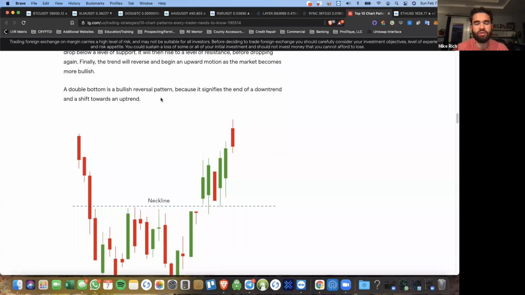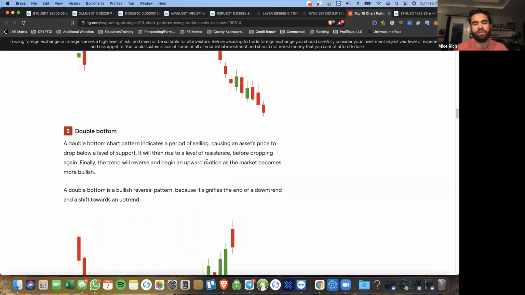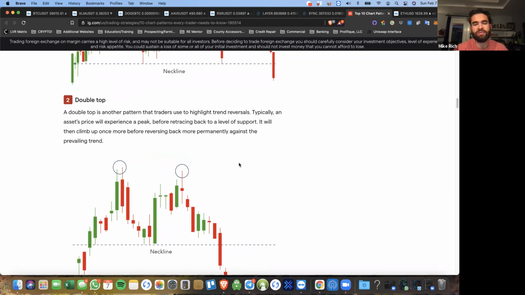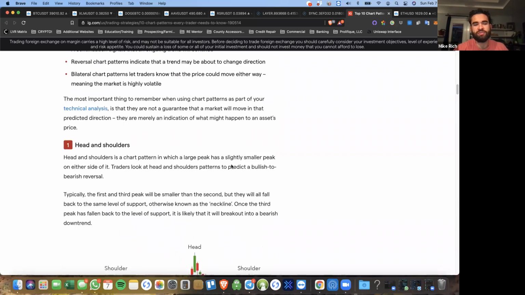A double bottom is a bullish reversal pattern. So the double bottom is bullish, double top is bearish, head and shoulders is bearish.